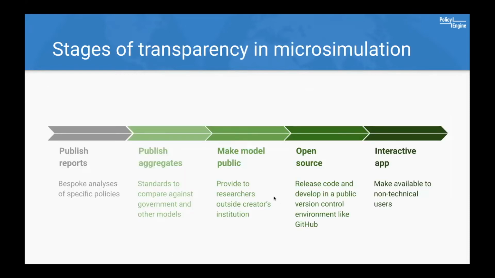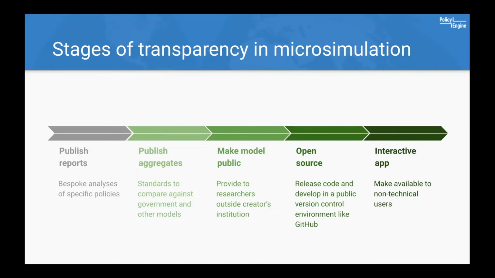And we see a few different stages in terms of how transparent these models can be. So the first thing that all these models are used for is to publish reports like I just shared. These tend to be bespoke analyses of particular policies that are relevant to their audience at that time. And we think the first step toward transparency can be at least publishing aggregates, things that are comparable across lots of different models, comparable to government statistics, so you can see how accurate the model is.